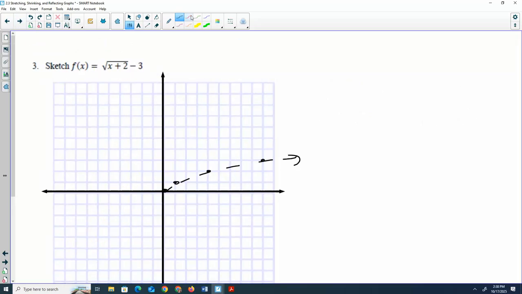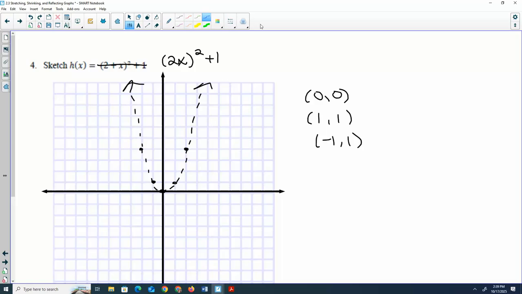Number 3, that's my square root graph. How is this one getting moved? Left 2, down 3. So I take each point, left 2, down 3. Last one here.